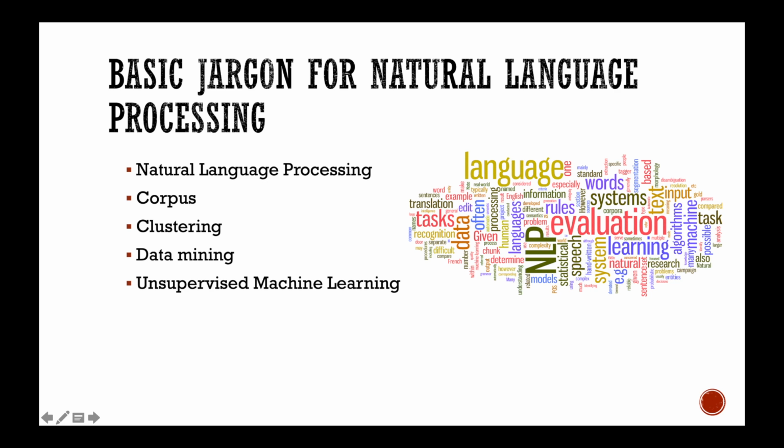Before we start, here are some important terms used throughout this presentation. Natural language processing is basically the ability for a computer to recognize human language as it's supposed to mean. The corpus is just a collection of texts. Clustering is the process of grouping together similar terms in natural language processing. Data mining is the examination of datasets to discover and understand new patterns. And unsupervised machine learning is a machine learning algorithm used to draw inferences from datasets without labeled responses.